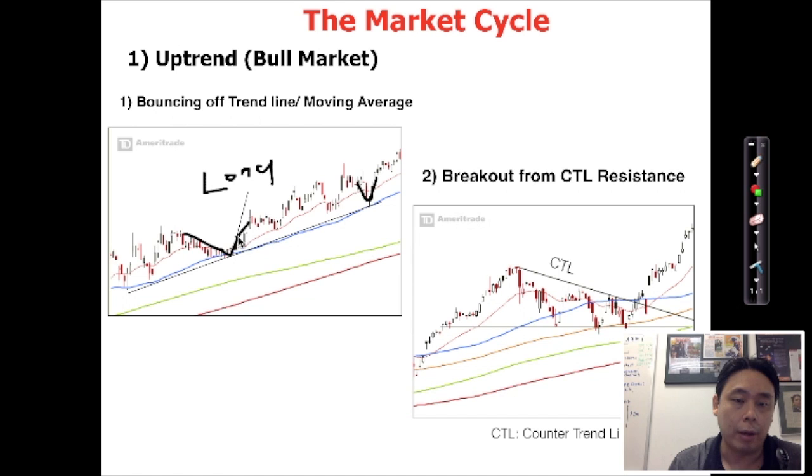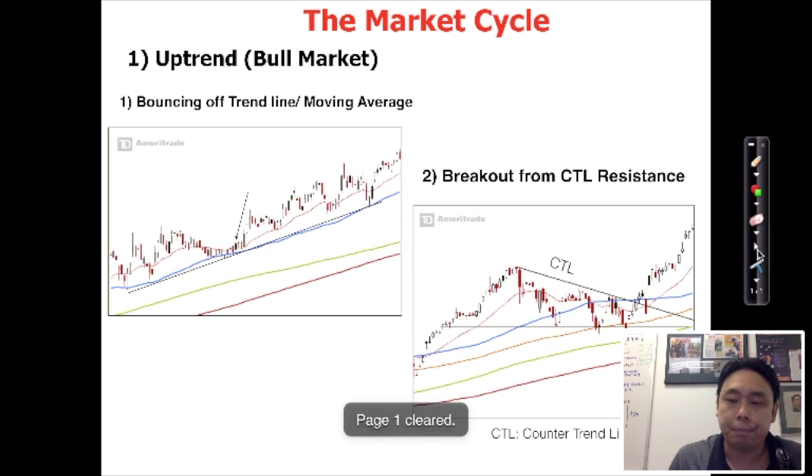Okay, somewhere around here and around here. Okay, so that's the first pattern that tends to come up during an uptrend. The second kind of pattern that comes up is when the price, as it goes on an uptrend, goes up and starts to make lower highs. In this case, lower highs.